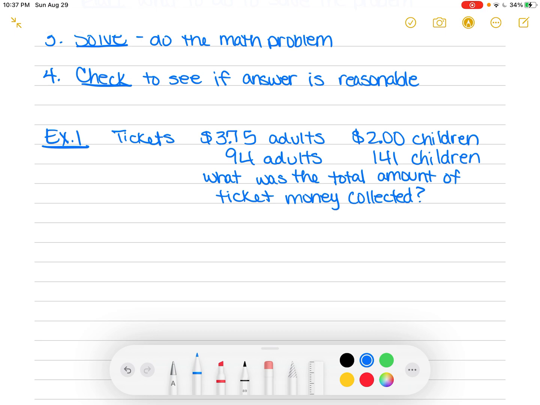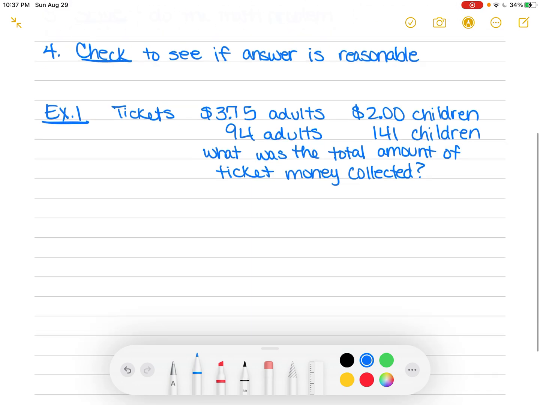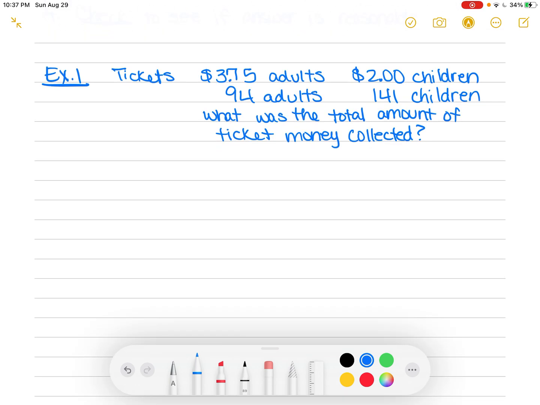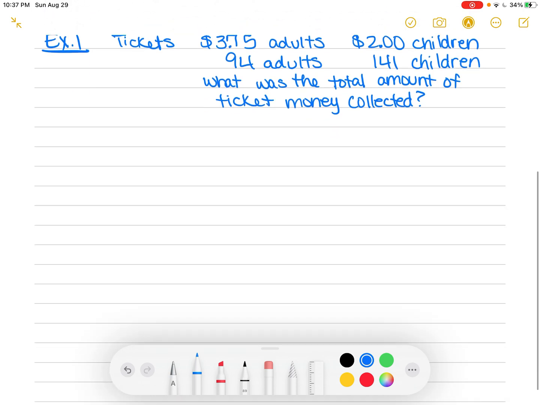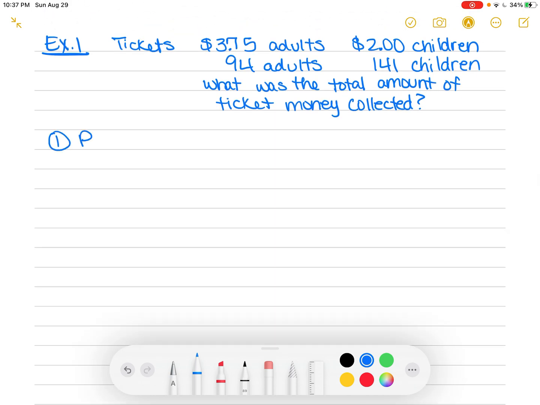Because number 1, so now I'm going to go through and do this checklist, 1, 2, 3, 4, and I'm going to actually write 1, 2, 3, 4. So number 1 says read to understand the question. So reading means what I want to know is, what am I looking for? What do I want to know? Well, I want to know the total amount of money collected, right? So I want to have total amount of money collected. Okay, so that's all I'm going to write under that one.